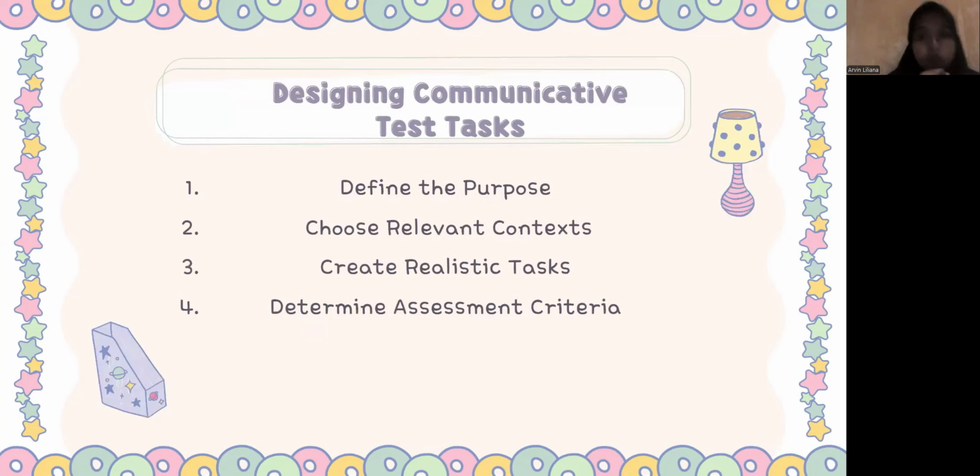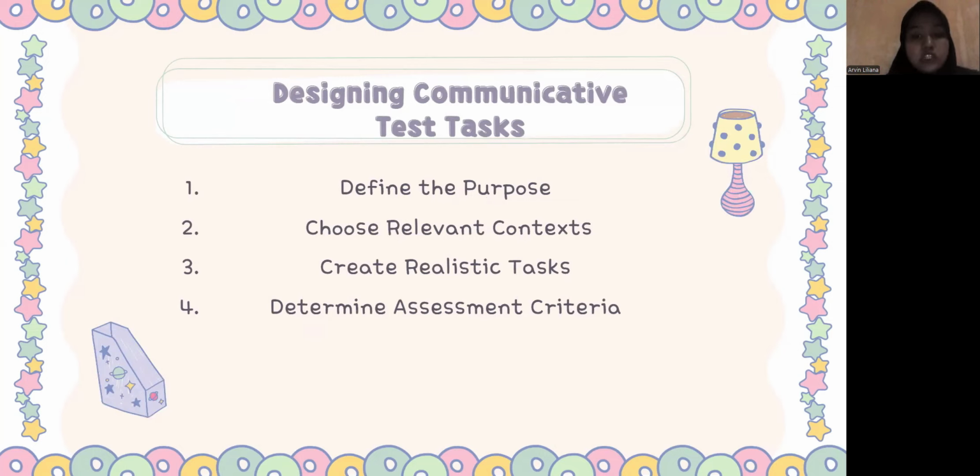So, designing communicative test tasks. The first is define the purpose. Before designing tasks, it's important to determine what communicative skill you want to assess. For example, is the test focused on speaking, listening, or the ability to interact effectively in conversation?